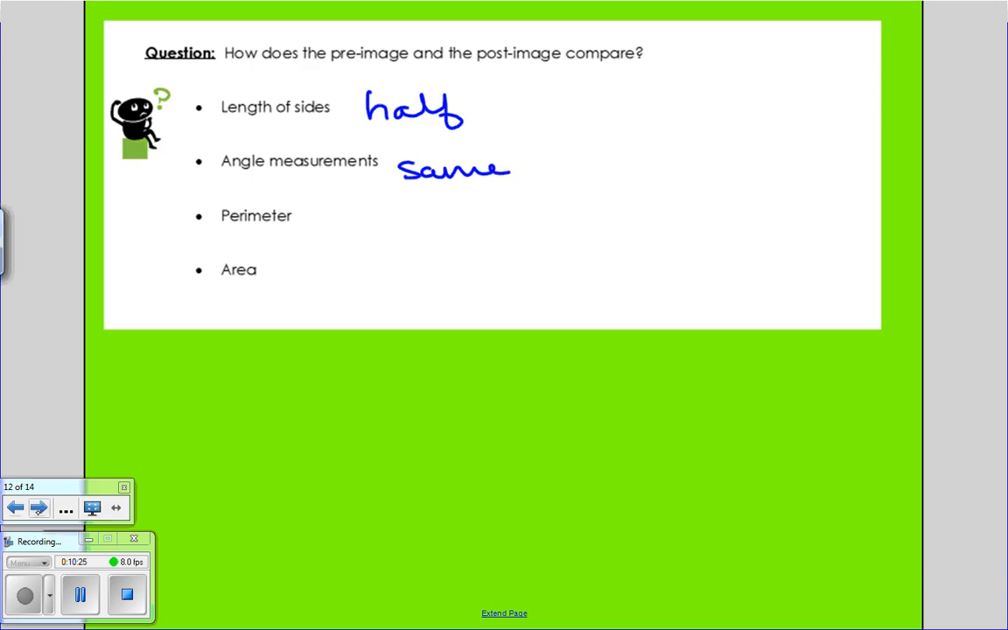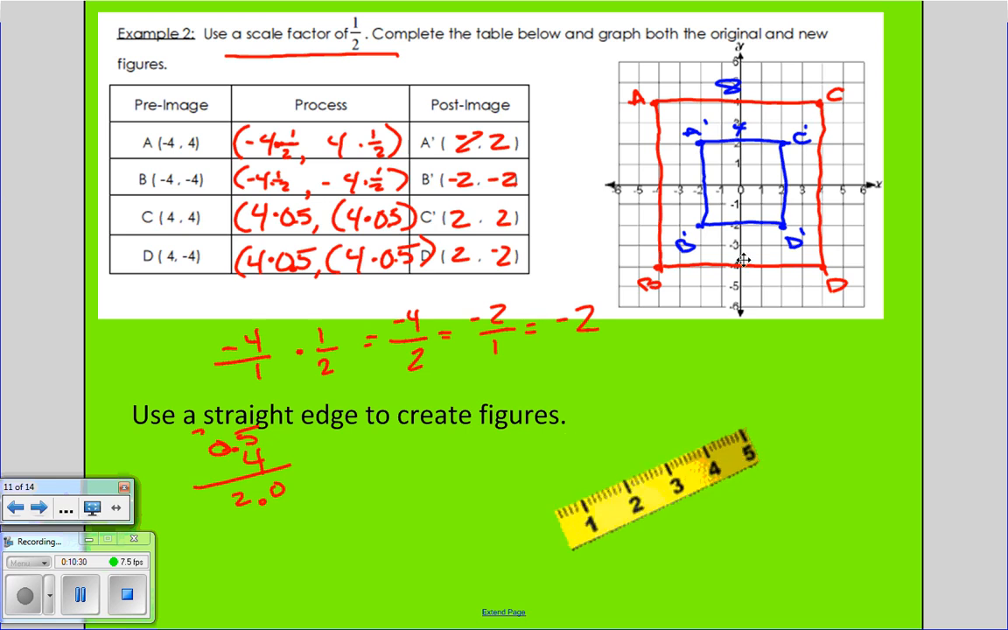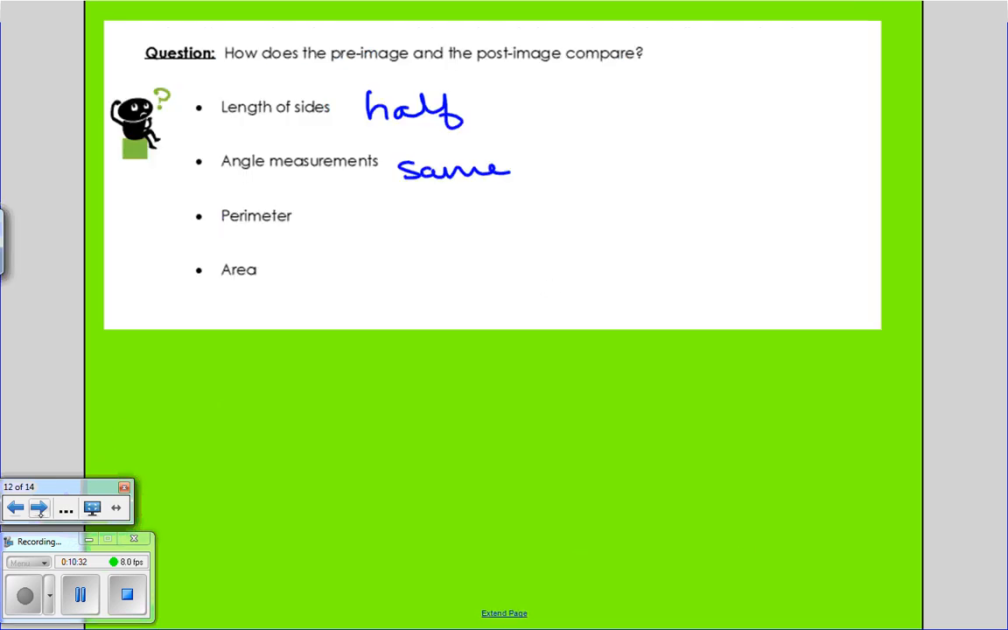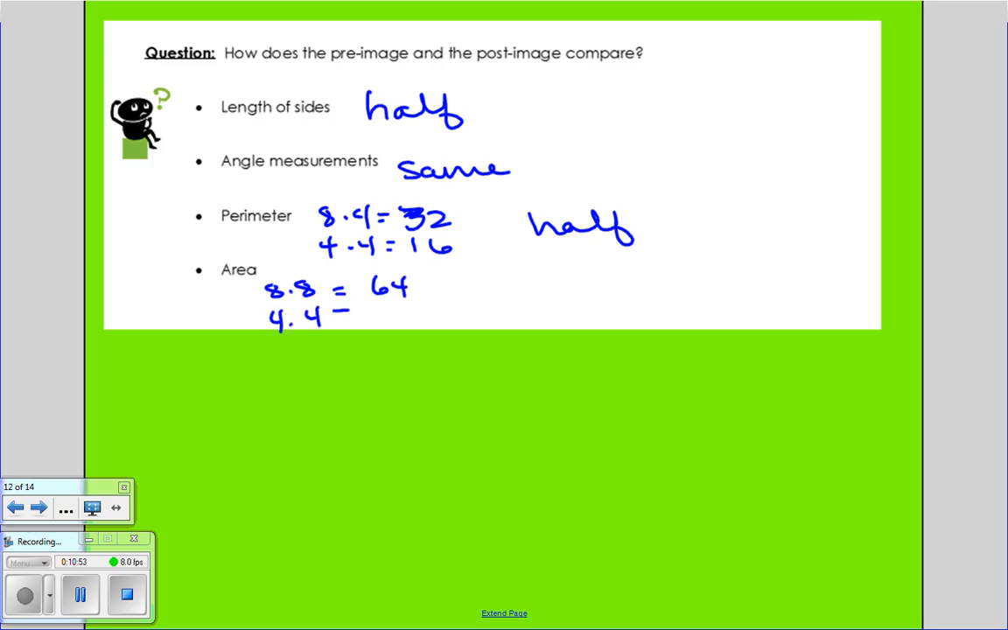Our perimeter, if we have a side length of 8, side length of 8 times 4 is 32. And a side length of 4 times 4 would be 16. So our perimeter is half. Okay, area, 8 times 8, length times width is 64. And side length of 4 would be 4 times 4, which is 16 again. This is 1/4 of the area. So our second image was 1/4 of the area.